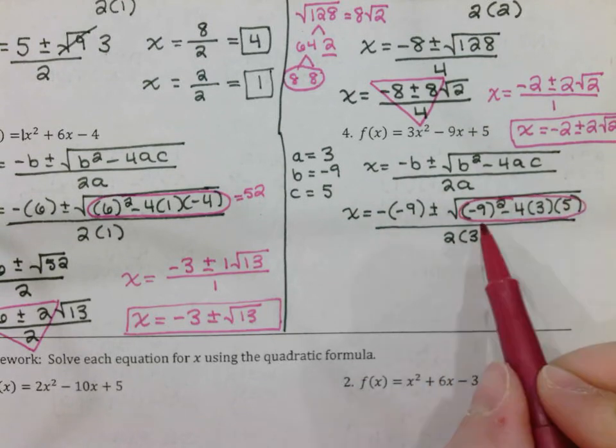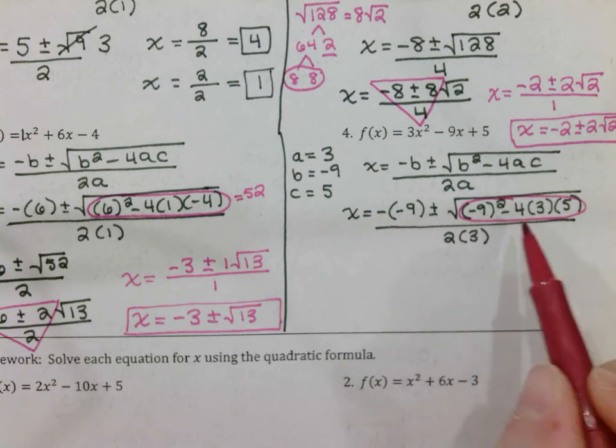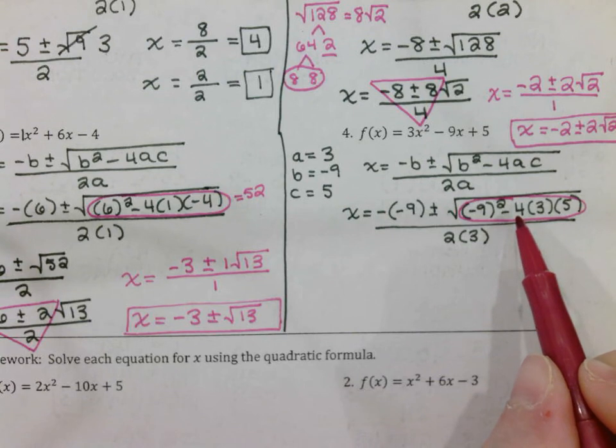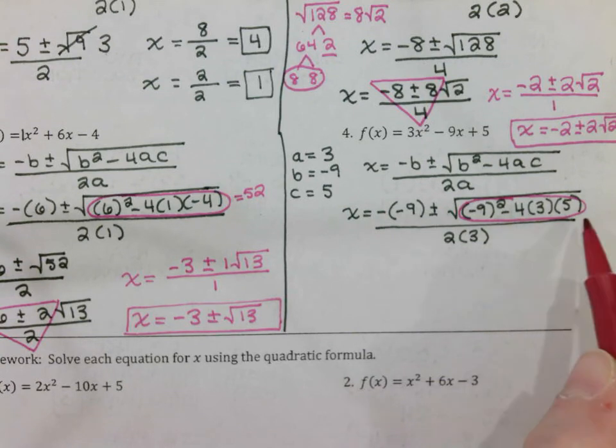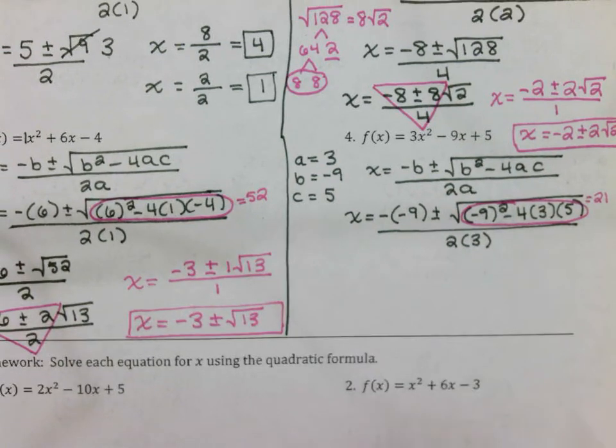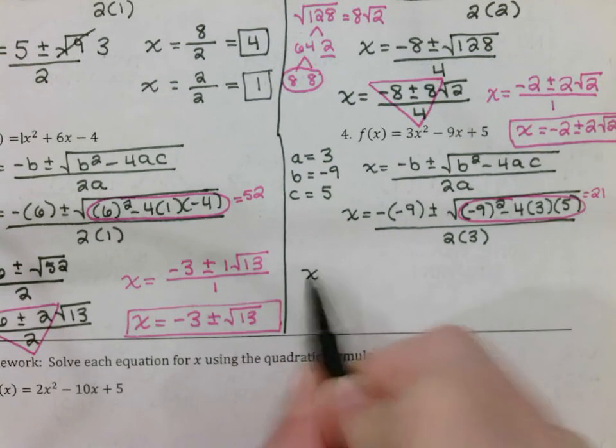Okay, so let's see. We have 81 minus 60. So that ends up being 21. And again, now I'll just plug that right into my calculator. Just save yourself some time. Okay, so now I can clean this up a little bit.